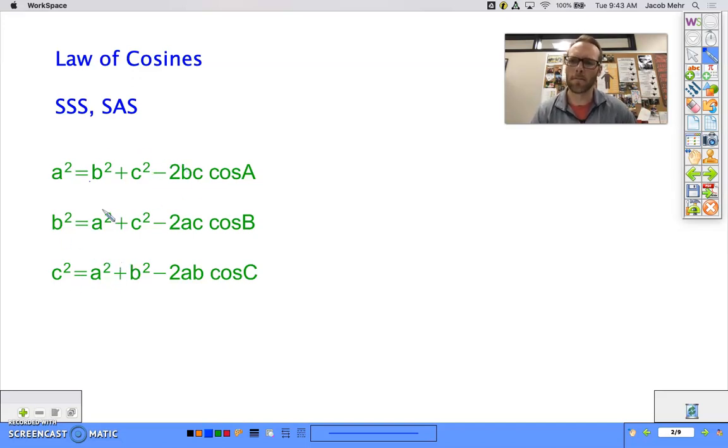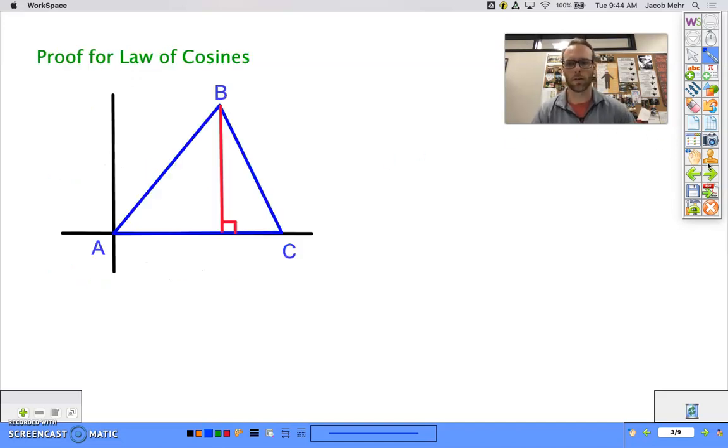When you look at this, it should remind you a little bit of the Pythagorean theorem, right? In fact, right here, I see c squared equals a squared plus b squared. All of these remind me of the Pythagorean theorem. So that's probably going to come into play here. So here's what we're going to do. We're going to take our oblique triangle, our non-right triangle. We're going to draw an altitude again, just like we did with our law of sines.